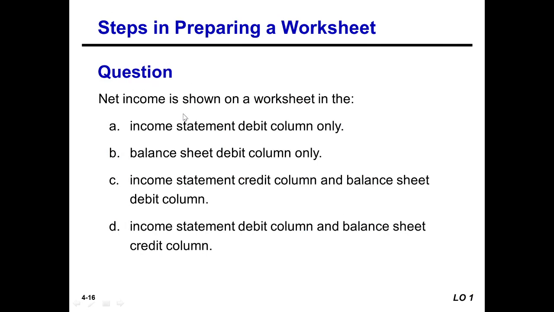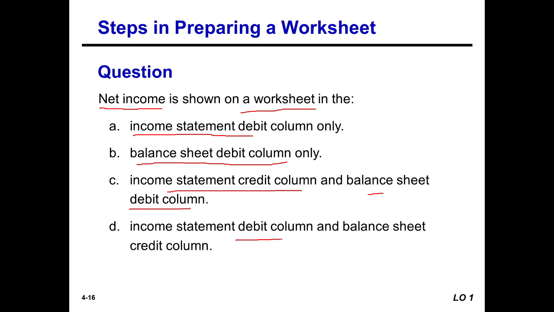Now question, net income is shown on the worksheet in the net income. This is a very important question. The net income is shown on the worksheet in the income statement debit column? No. Balance sheet debit column only? No. Income statement credit column? No, of course not credit column. Or balance sheet debit column? Income statement credit column and balance sheet debit column? No. Income statement debit column and balance sheet credit column. This is yes. I think this will be the correct answer. This is the correct answer.